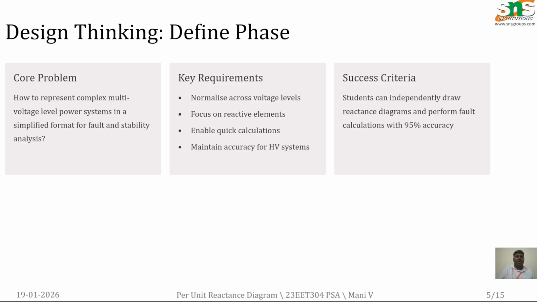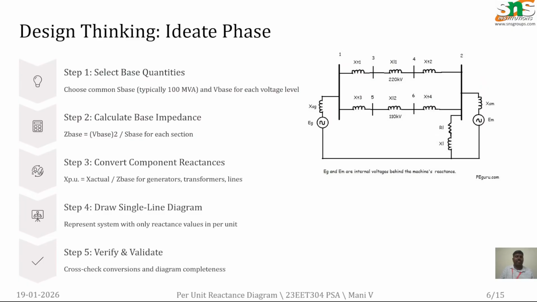Here all the different voltage levels can be normalized according to the base value, and we mainly focus on the reactive elements compared to the resistive elements. It gives a quick calculation of fault analysis, and we can maintain the accuracy for high voltage systems. Here, about 90% accuracy can be expected for the reactance diagram.